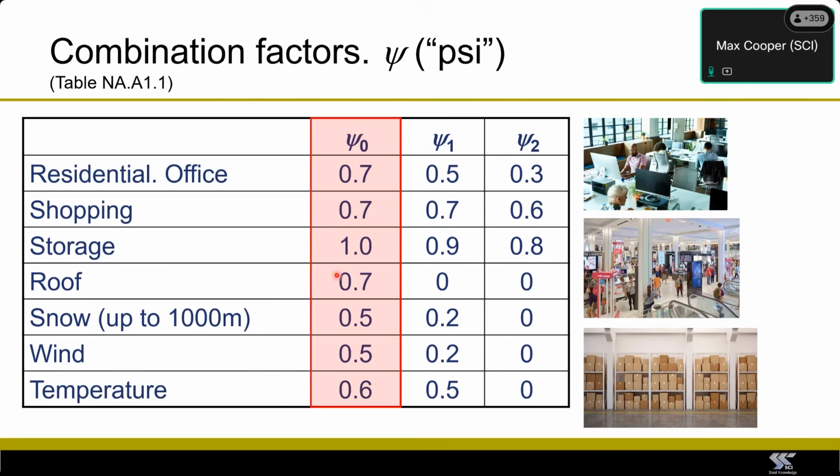We see for roof loading, again, 0.7, snow 0.5. So you can see that it's just about how likely these combined actions are to happen at the same time.